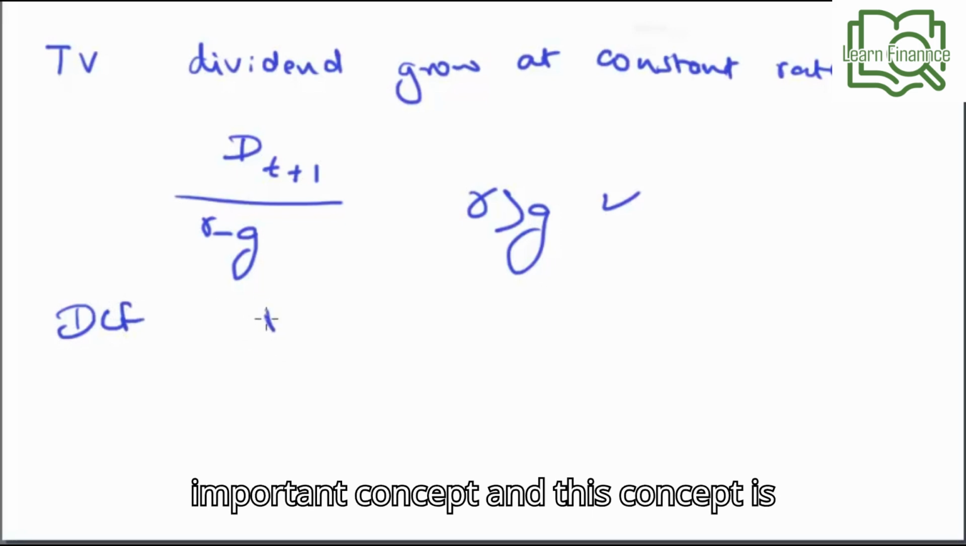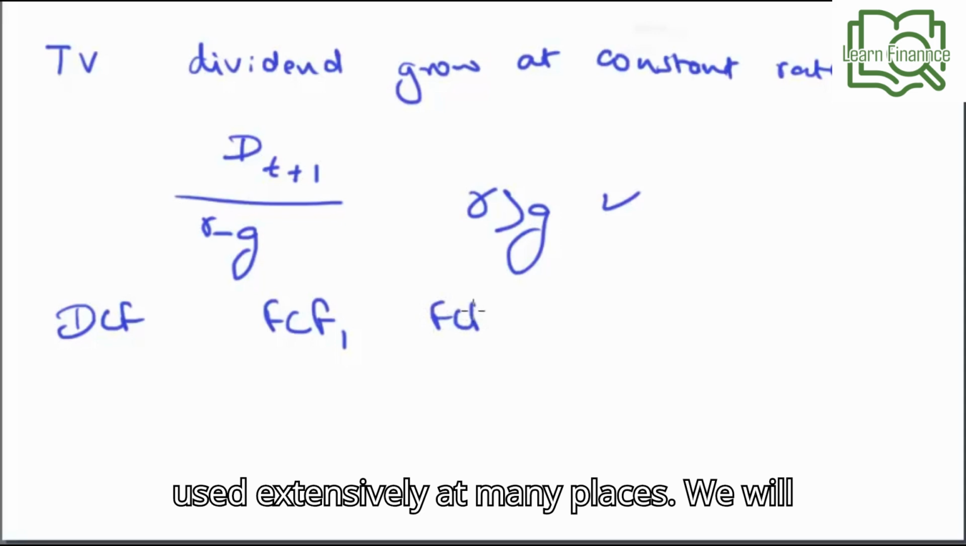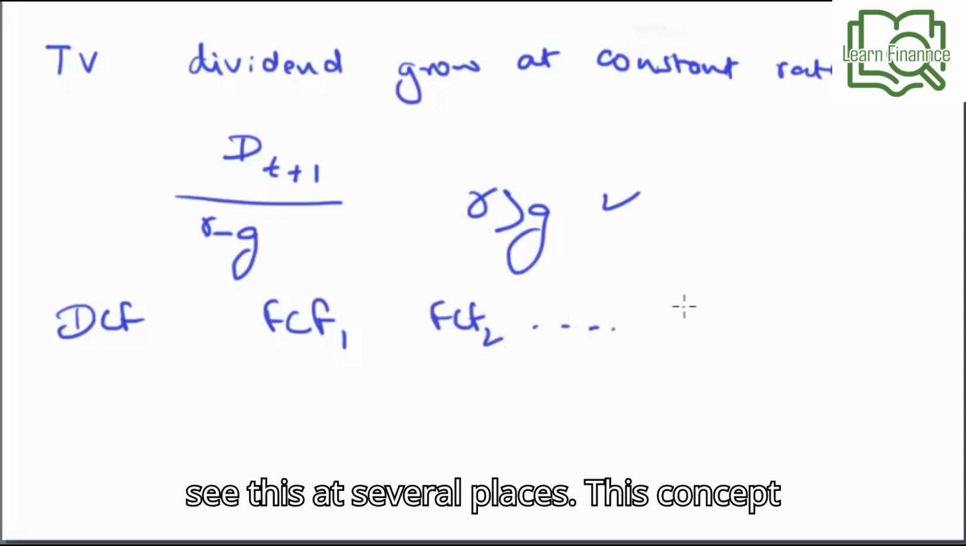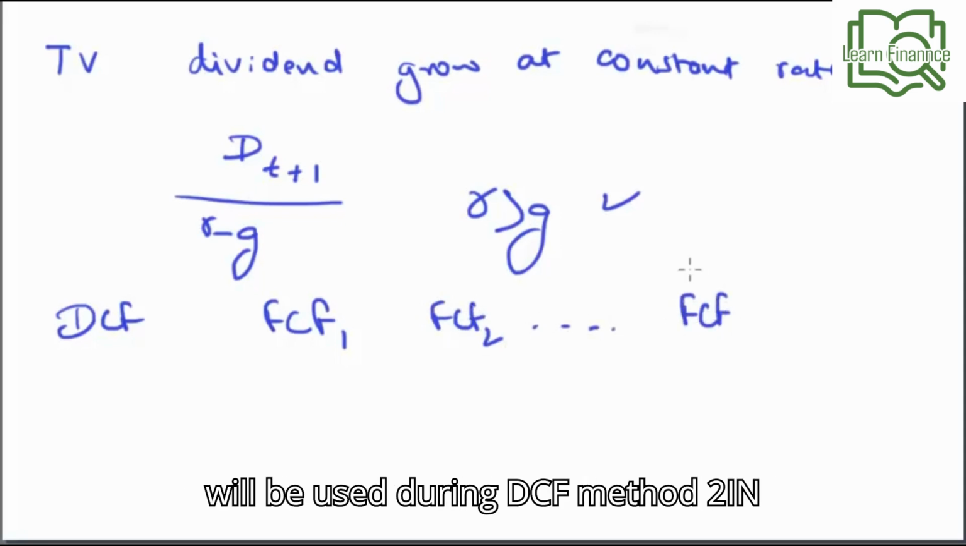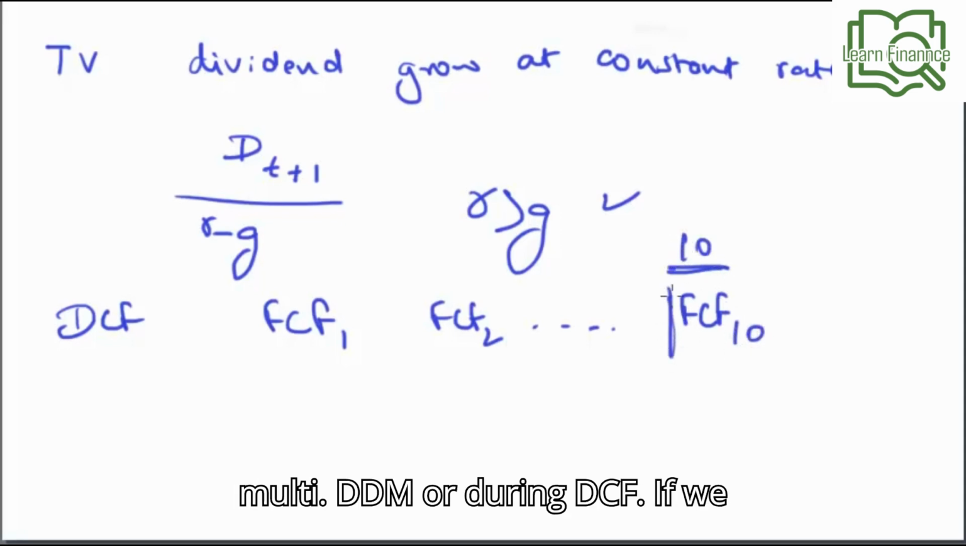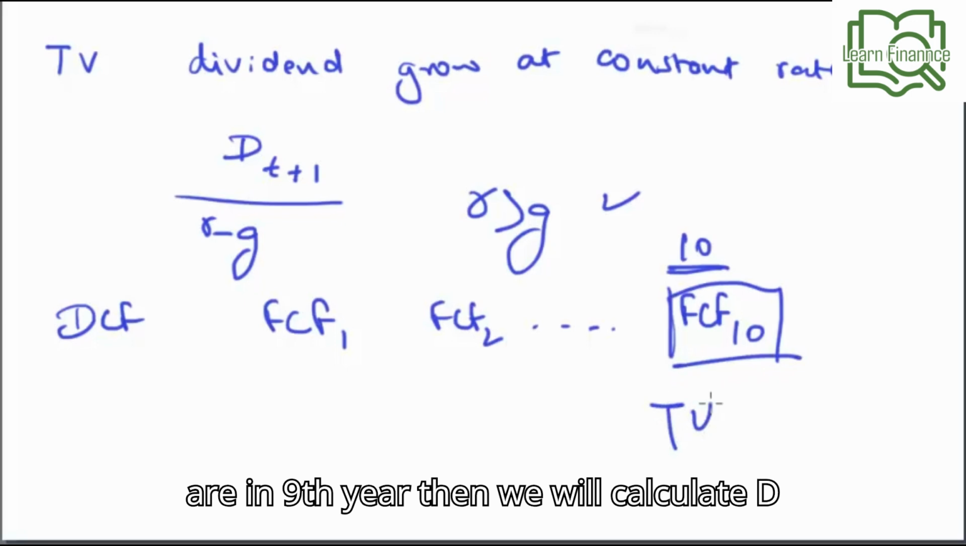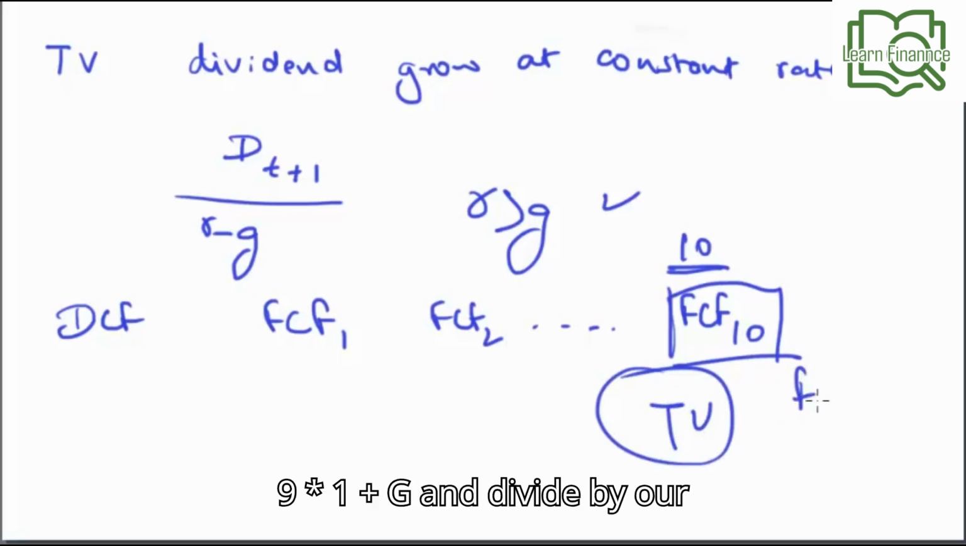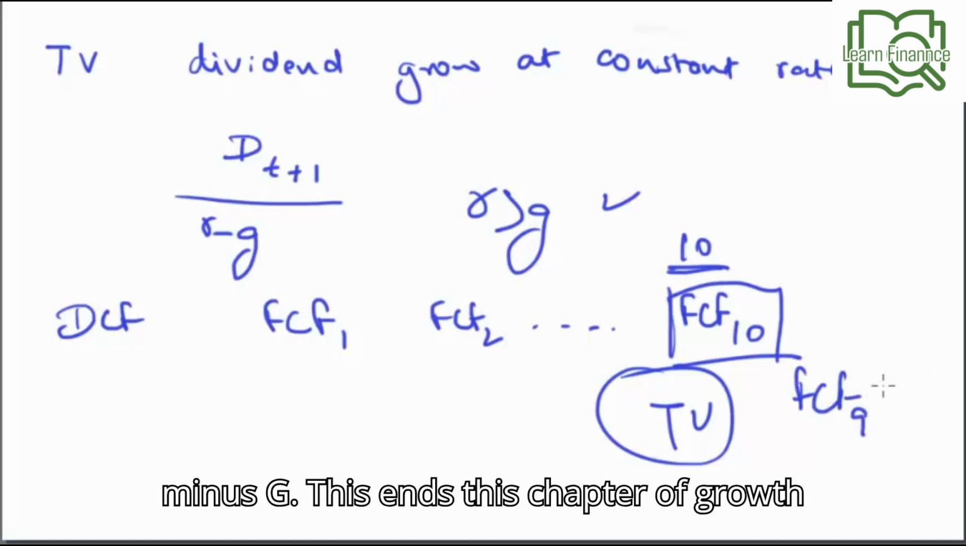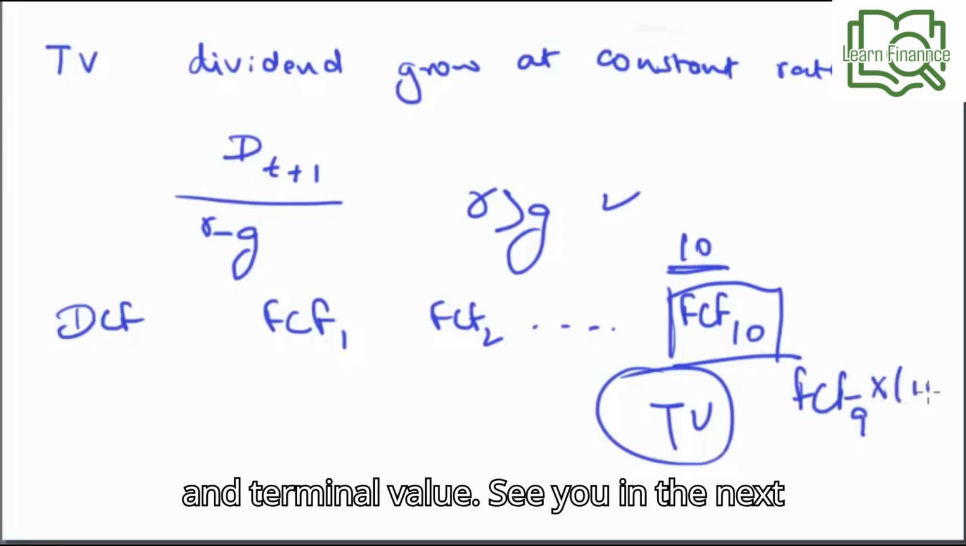This is an important concept, and this concept is used extensively at many places. We will see this at several places. This concept will be used during the DCF method too, in multi-period DDM, or during DCF, if we are in the 9th year, then we will calculate D9 multiplied by 1 plus G and divide by R minus G. This ends this chapter of growth and terminal value.